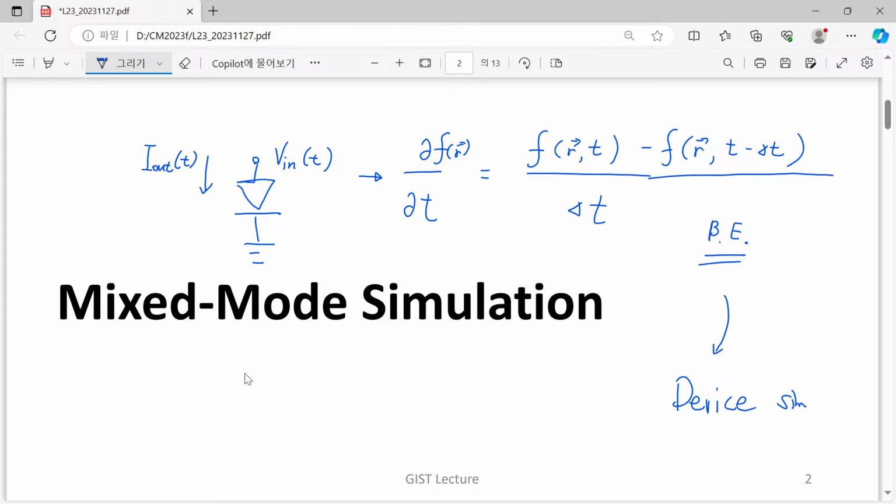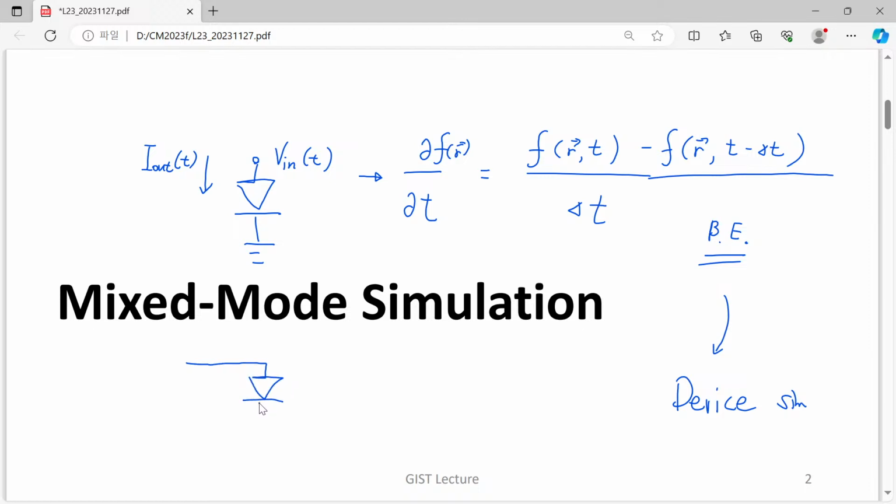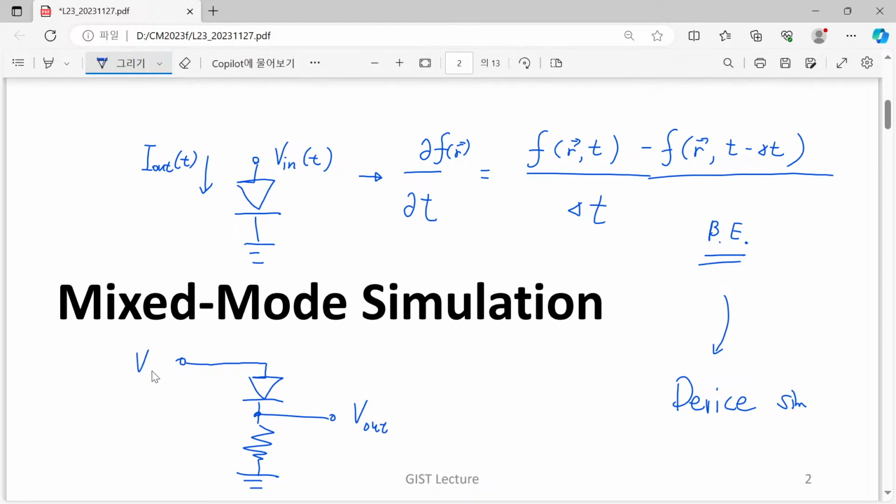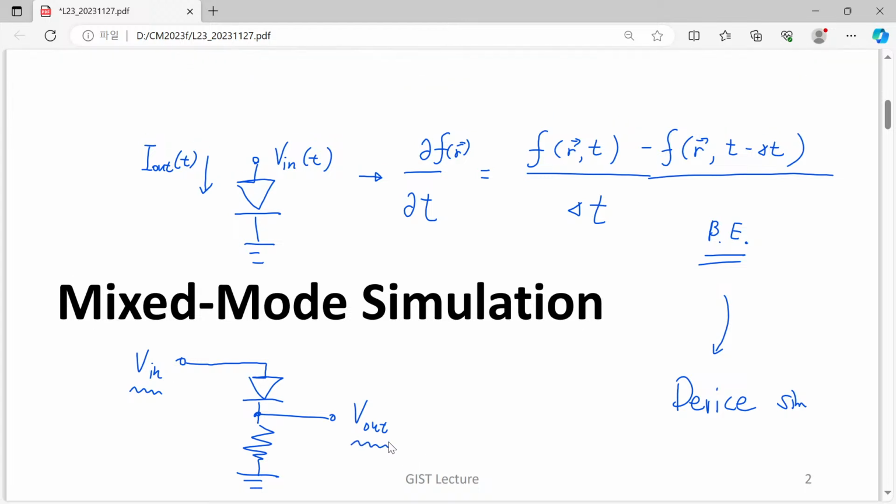However, in many cases our usual use case is not like this. Instead, for example, we want to consider this kind of operation. Here we have V out and V in. We want to calculate the operation of this circuit, and what happens to our output voltage if we apply an input. I'm not talking about the difference between voltage and current.